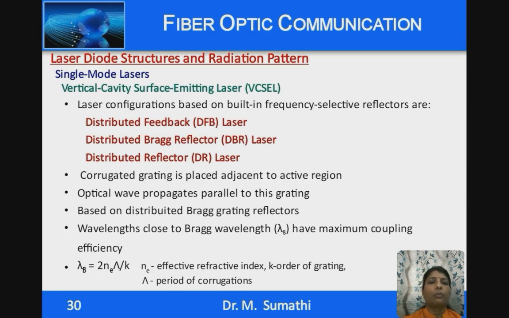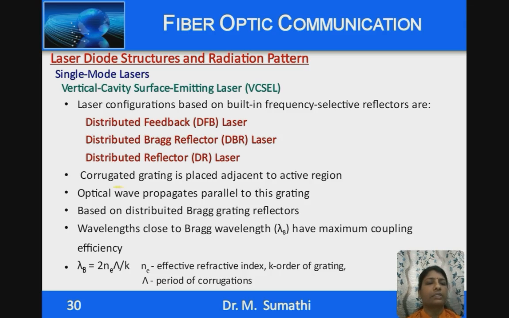For a vertical cavity surface emitting laser, the frequency selectivity can be made using Bragg reflectors. There are different types: the distributed feedback laser, the distributed Bragg reflector laser and the distributed reflector laser. Bragg gratings are nothing but periodic variation in refractive indices in a material, and the wavelength that is selected depends on the period of the corrugation. So, these are adjusted to have a suitable frequency selection.